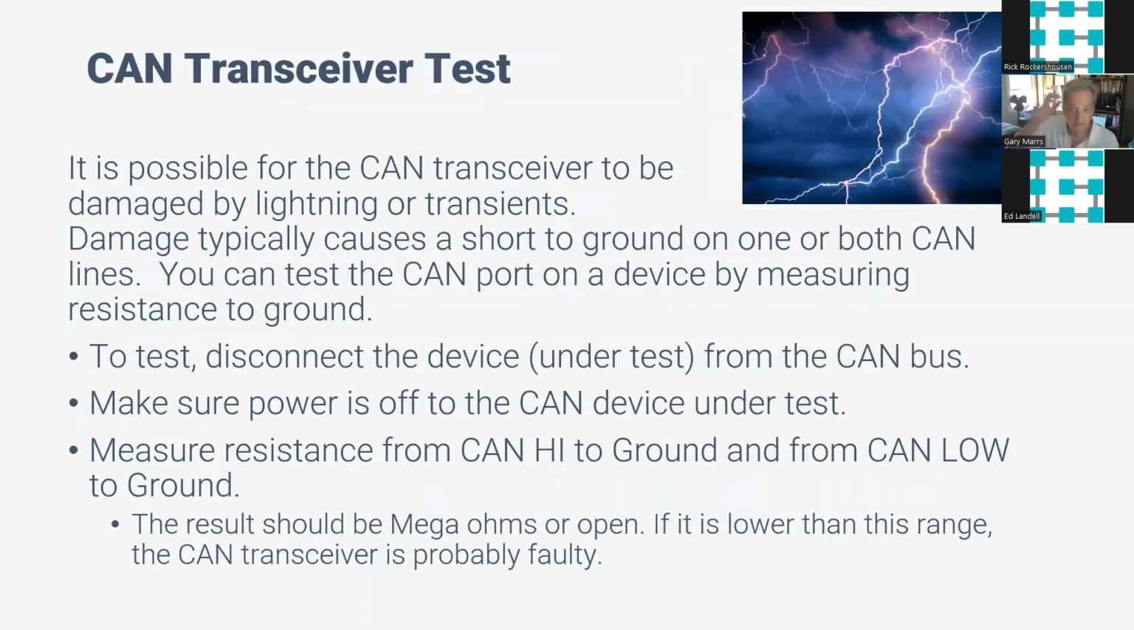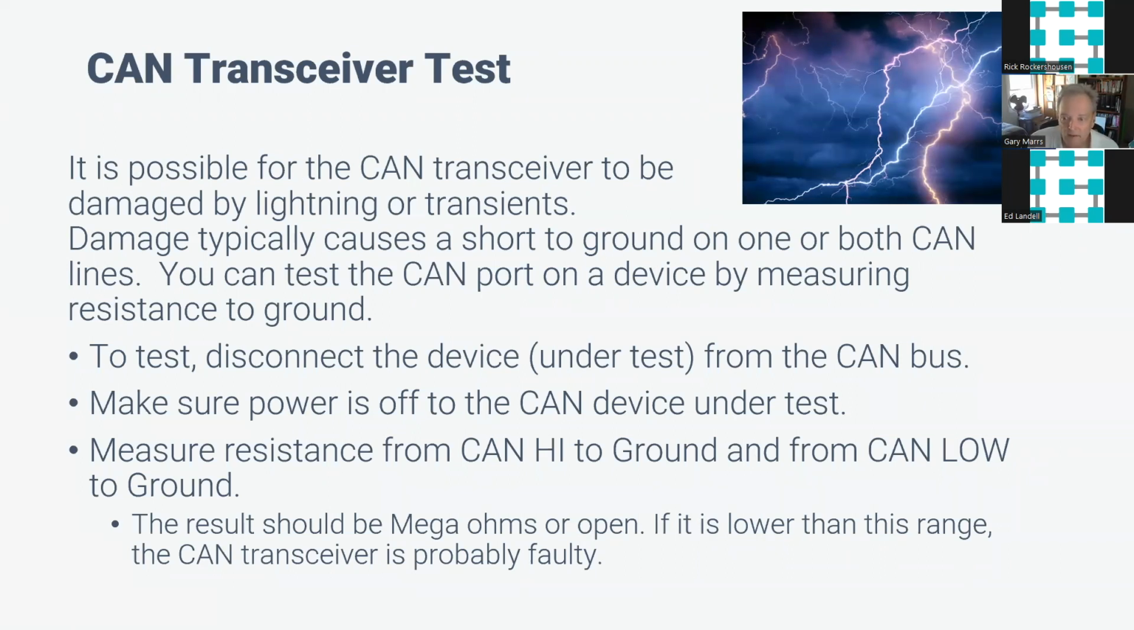controller. If your CAN bus is on a vehicle or it's outdoors, it's possible that the CAN transceiver can be damaged by lightning or transients. Damage will typically cause a short to ground on 1 or both of the CAN lines. So you can test that by measuring the resistance of CAN high or CAN low to ground. This is probably best done with a multimeter.